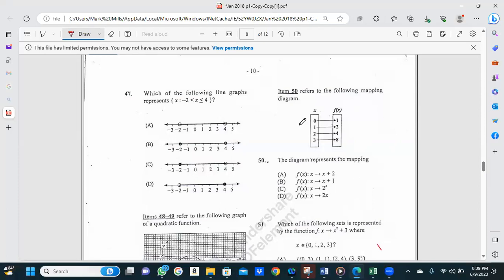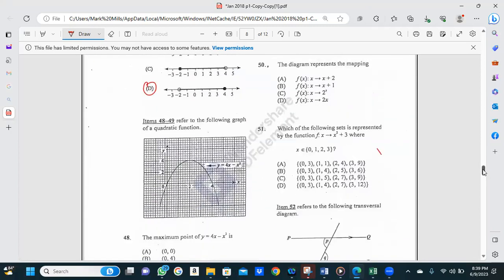So here we have the less than or equal to sign here, right? And the 2 is not shaded. So definitely it would have been the D. Do we see that? Yes, sir.